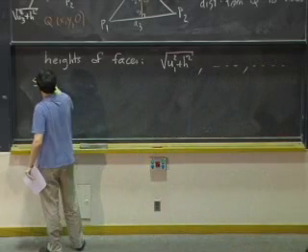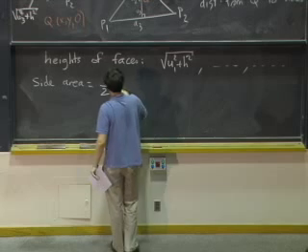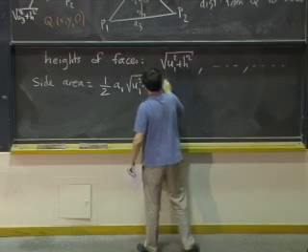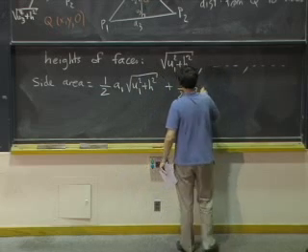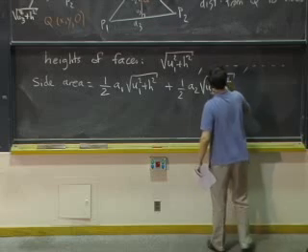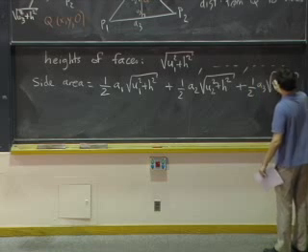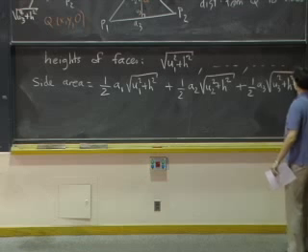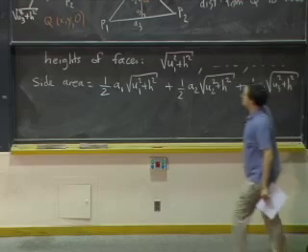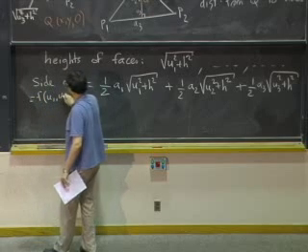So the total side area is going to be the area of the first face, 1/2 of base times height, plus 1/2 of the other base times the other height, plus 1/2 of the third one. It doesn't look so much better, but trust me, it will get better. Okay, so now that's a function of 3 variables, U1, U2, U3.